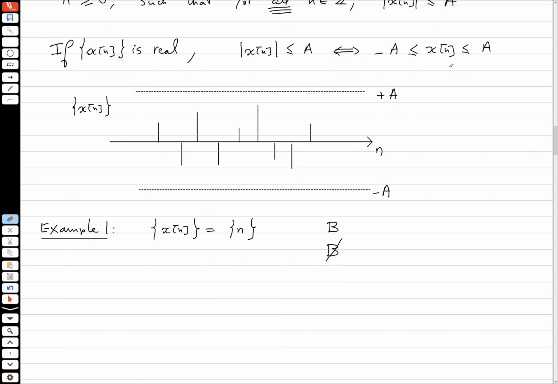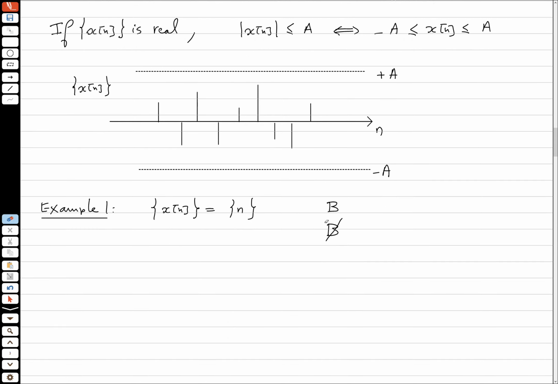This is only valid when x of n is real. If it's complex, then it's more complicated because you have the real part and the imaginary part. All right, ready to vote? Who votes that this is bounded?